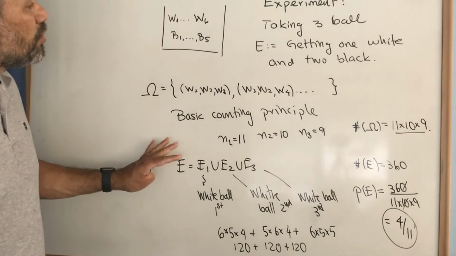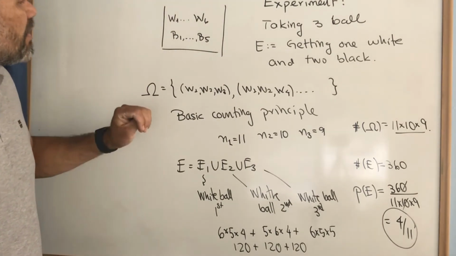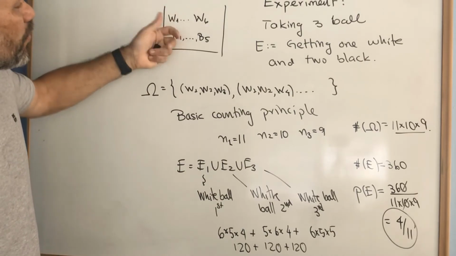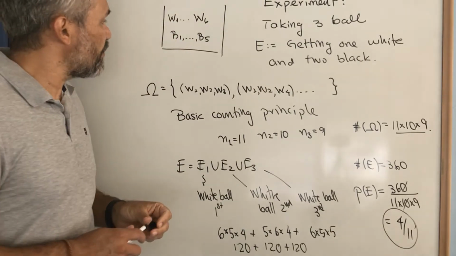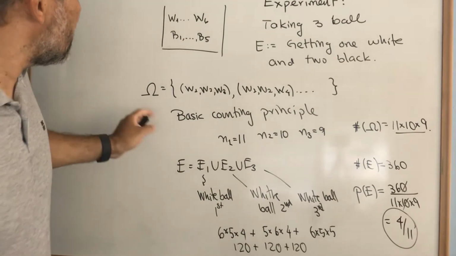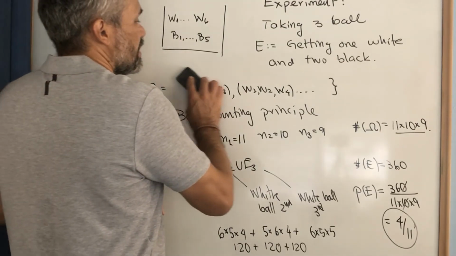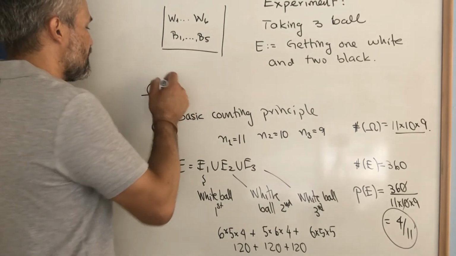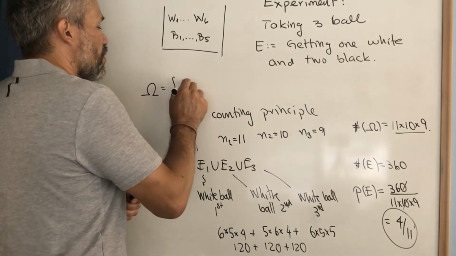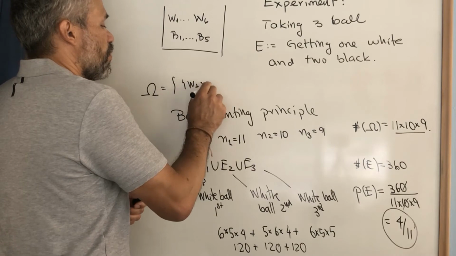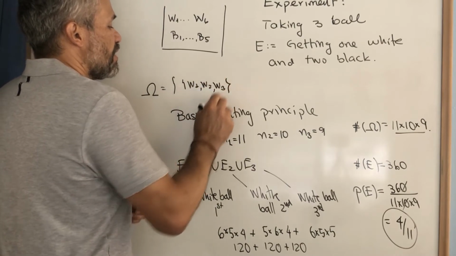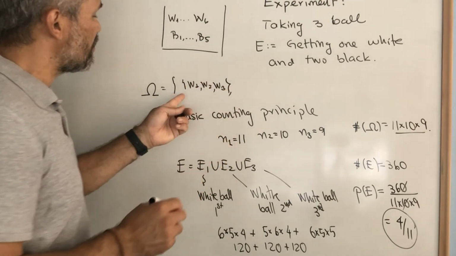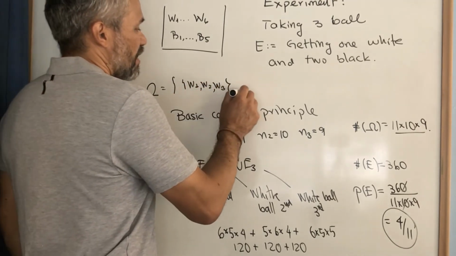Let's try to do the same problem, but now let's assume that we are not considering the order in which the balls are taken from the container. Then in this case the sample space is going to be just like this. It will have white 1, white 2, and white 3, but notice that now this is a set and not a triplet, and it will have more elements.